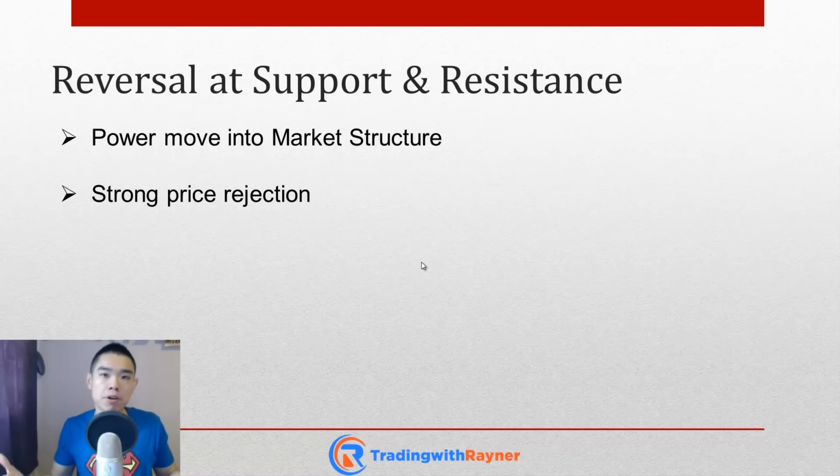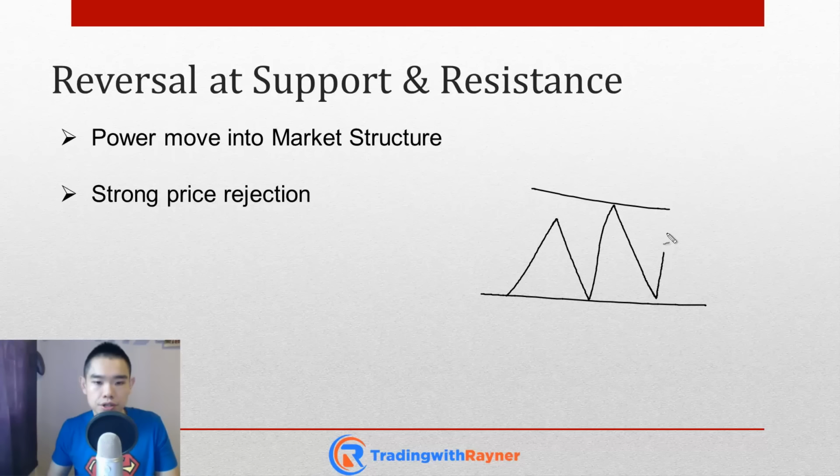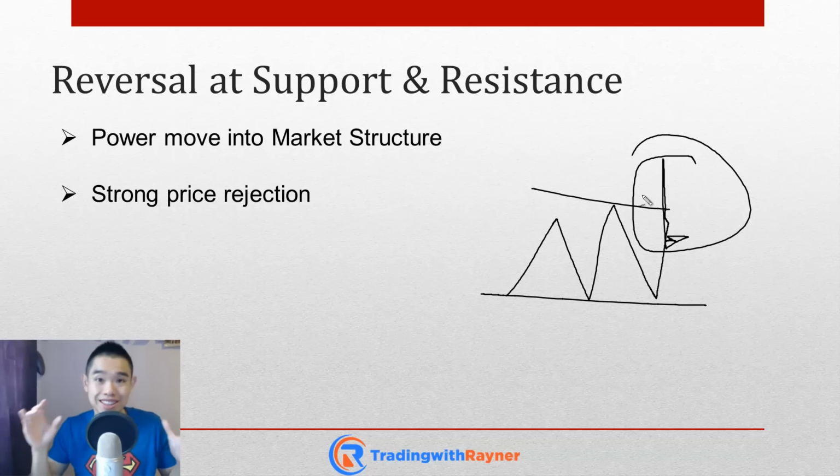This can be in the form of a shooting star, where you see a long wick, price gets rejected. Let me just draw it for you. Let's say this is resistance, price comes in, bam, gets rejected. The stronger the rejection, the better. That's what you want to see.